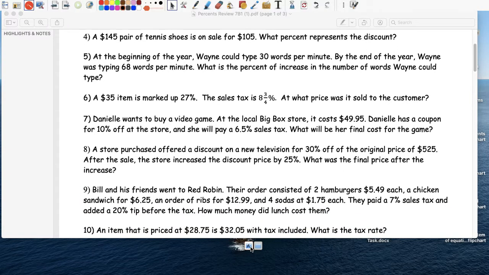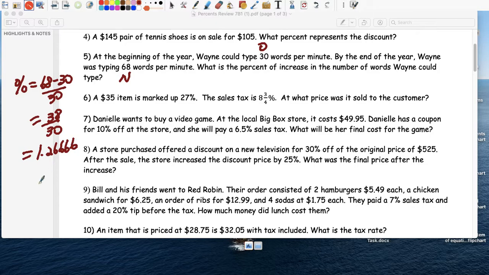5. Beginning of the year, Wayne could type 30 words per minute. Now he can type 68 per minute. What's the percent of increase? So okay, this is his new rate, and this is his old, right? So new minus old. We want to know what percent his typing skills increased by. So 68 minus the old, which is 30, over 30. You're going to get 38 over 30. So he more than doubled. 38 divided by 30 equals 1.26666 forever and ever.